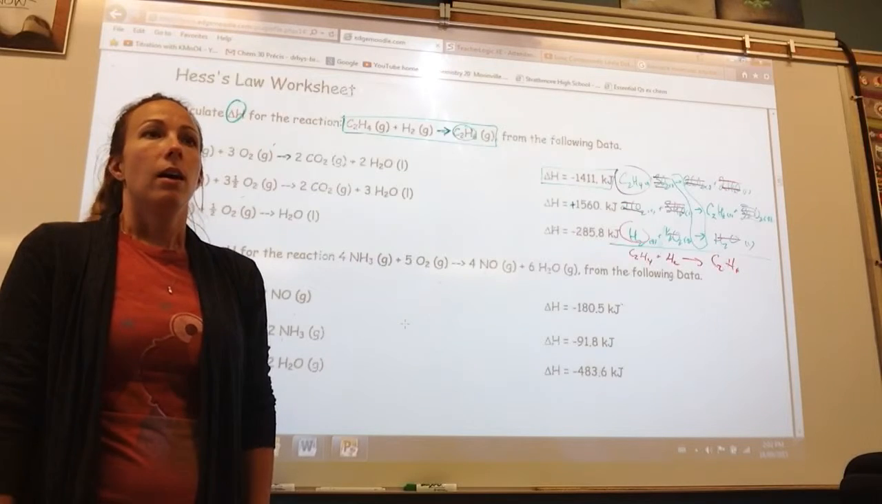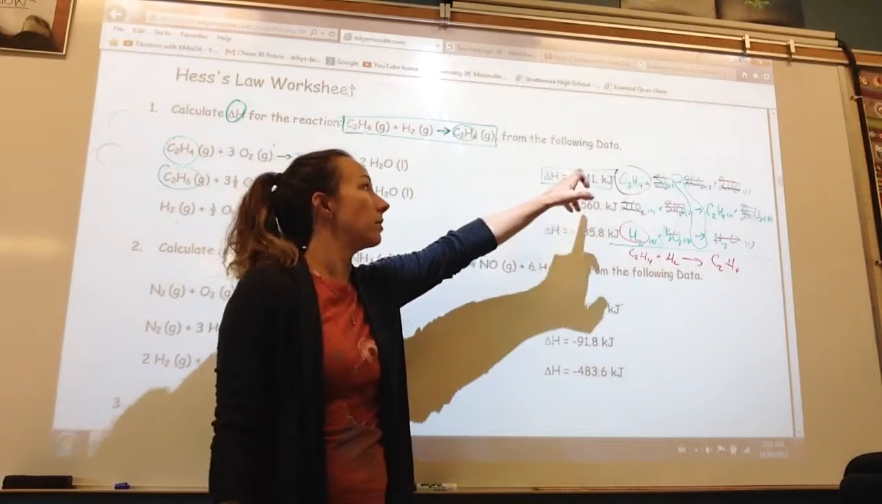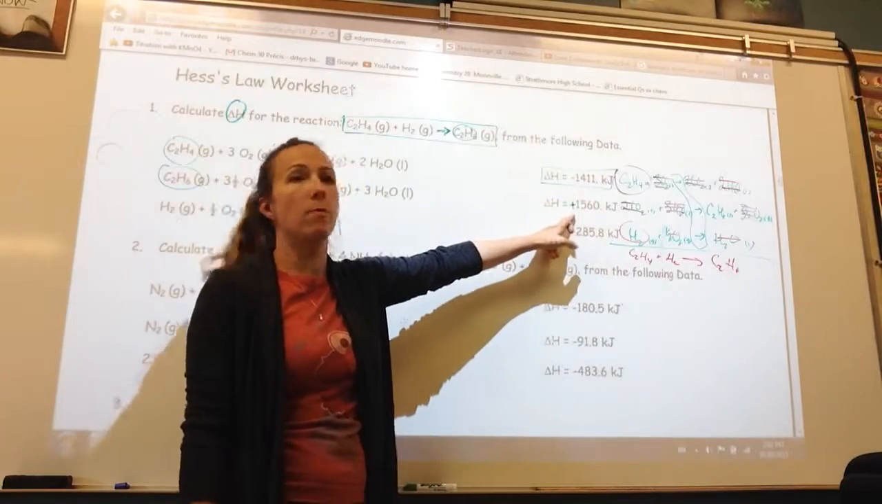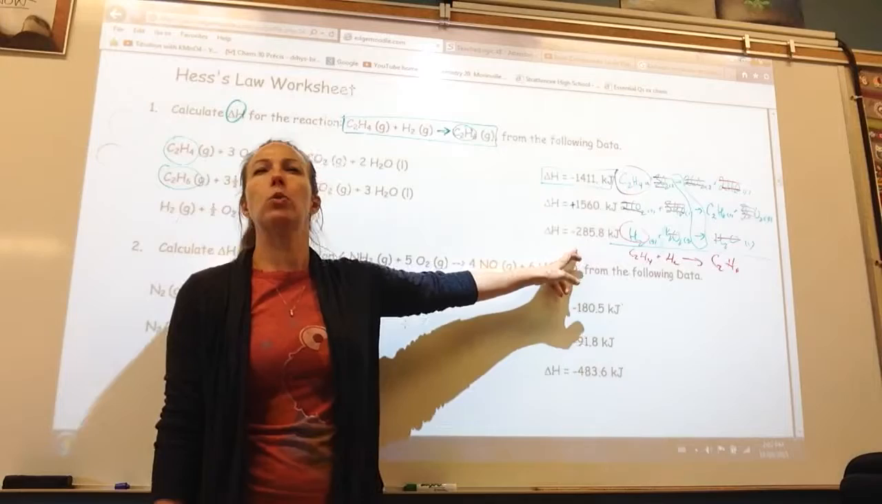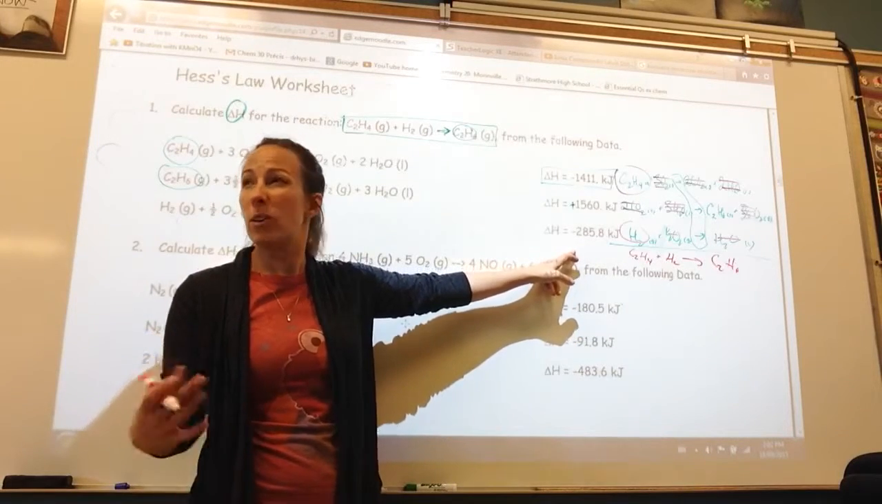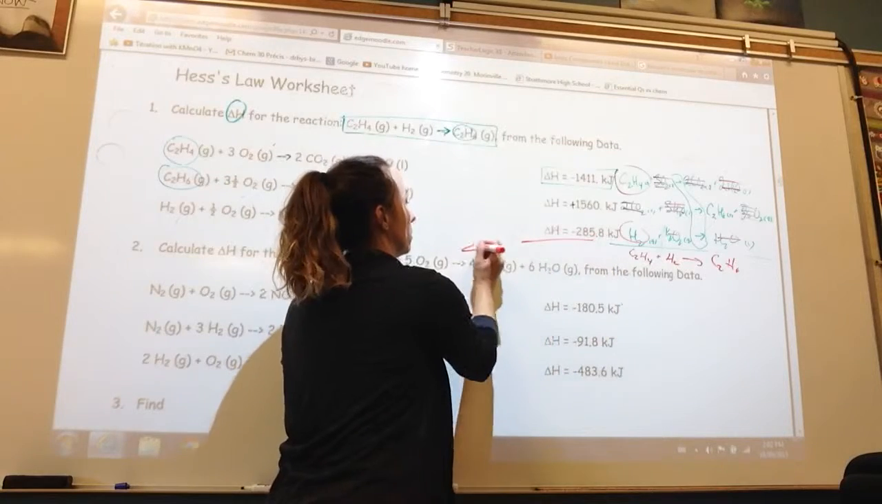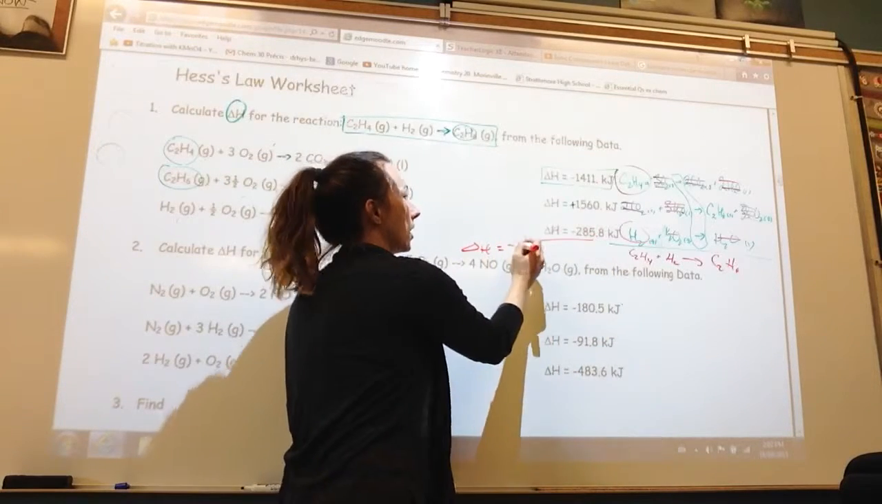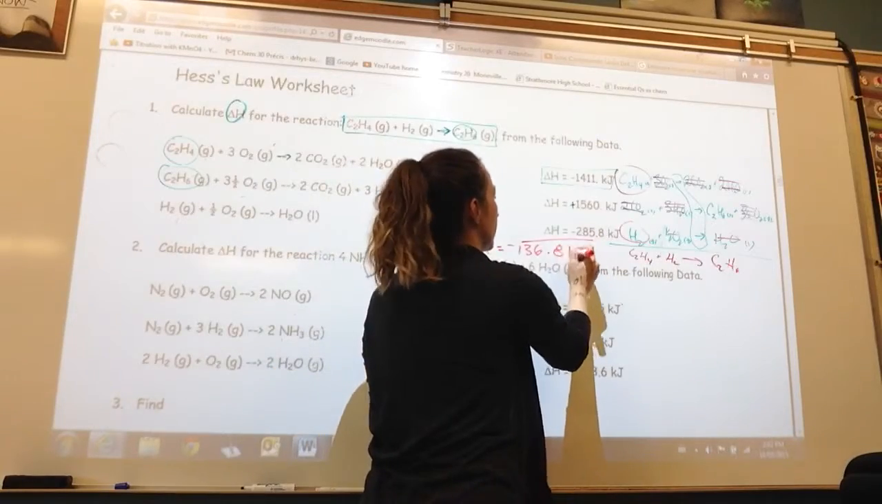Good luck, and tappity tap in your calculator. Negative 125. Negative 1400, positive 1500, leaves positive 100. Negative 285, so I've got about a negative 180 here. Negative 136.8 kilojoules.